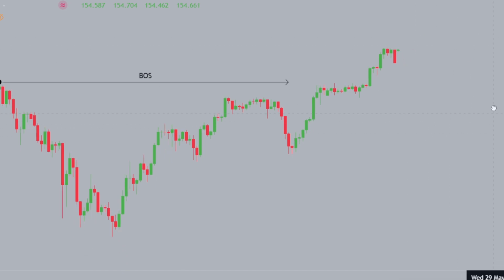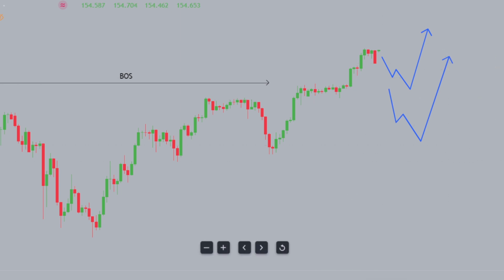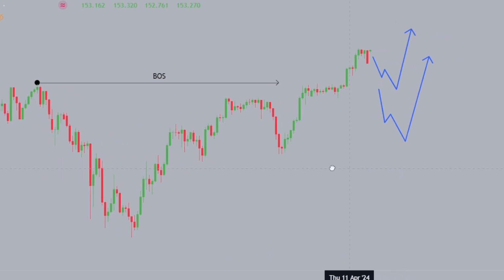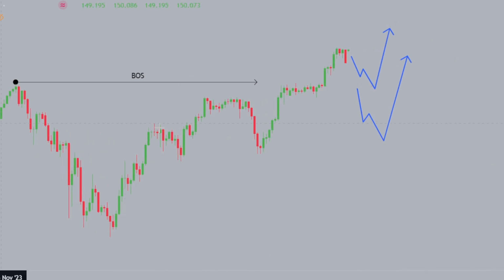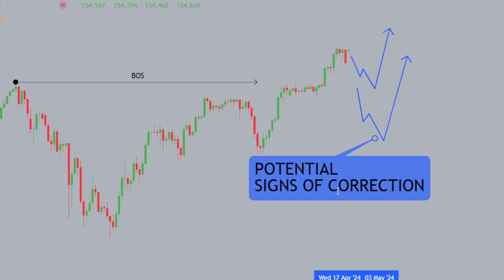So we could see price come down into some sort of inefficiency, whether it's around this level or around this level, right? We need to understand that even though we are bullish overall, I want to reiterate, we are bullish overall, we could expect a correction in these levels over here. So this could have potential correction, right? Potential signs of correction. Very important to understand.